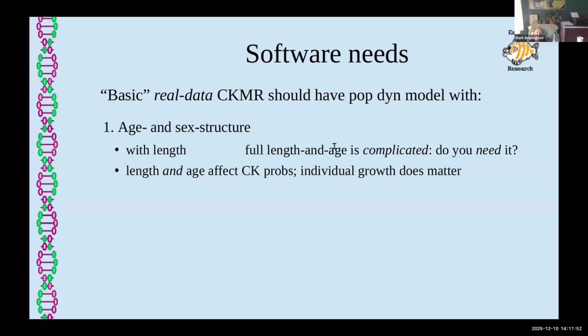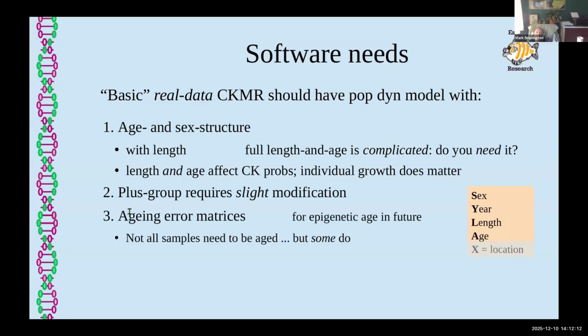To go full length and age, which I think Andre is going to talk about tomorrow, is really complicated. I suspect we could do close kin that way, but it is horribly complicated. So do you really need to do it? The only modification I'm aware of is a slight modification to the plus group, too boring to go into here, but it's not difficult. And you should build in, in any case, some provision for aging error, because I do think in future epigenetic age is going to come through for tuners, and you'll need to deal with it.